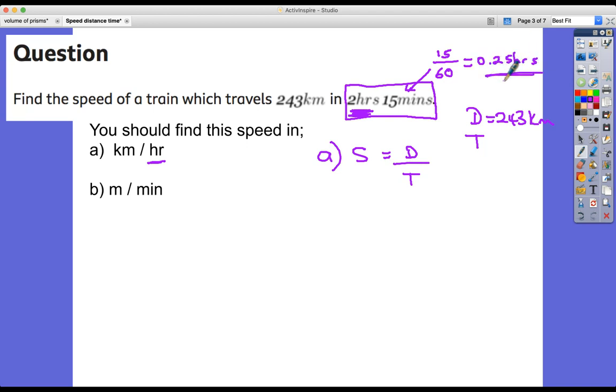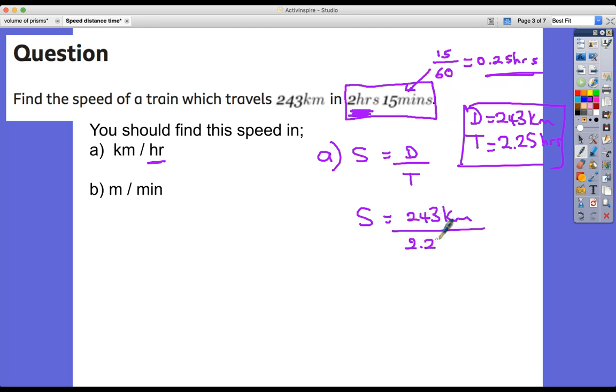Okay, don't be tempted to automatically put 2.15 because there aren't 100 minutes in an hour. So don't slip up here. This is 2.25, 2.25 hours. Okay, let's get that right. And so now that I know those two things, I've got my correct units. My speed is going to be 243 kilometers divided by 2.25 hours, which gives me an answer of 108 kilometers per hour.